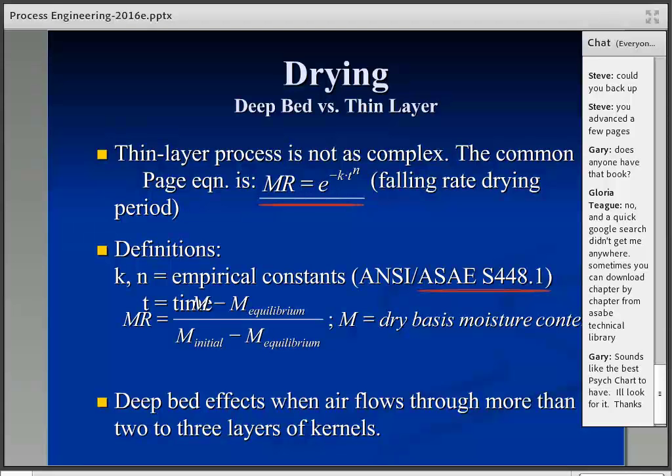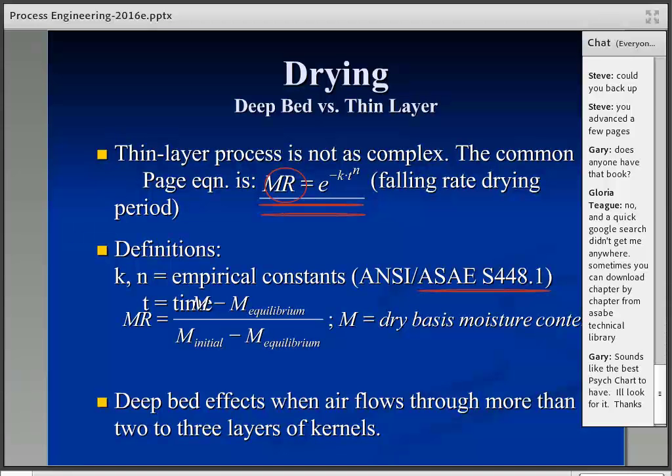If you're given a problem in thin layer drying, it's just plug into that equation and calculate the missing term. I'm not sure I actually have an example. That would be a very straightforward thing to do. You'd either be given a moisture content and calculate time, or you'd be given a time and calculate moisture content with that equation. To calculate moisture content, it's in terms of moisture ratio. I use MR for that.